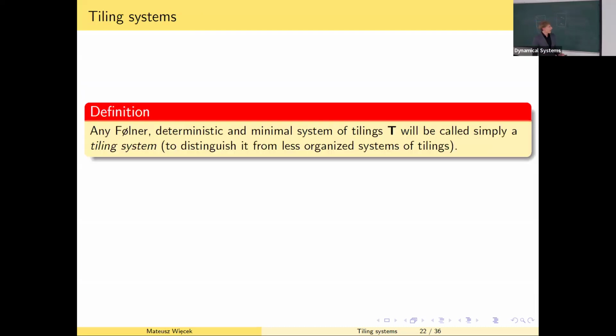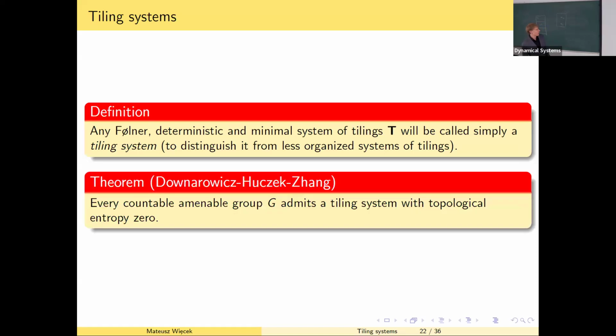Okay. And such a system of tilings, which is Følner, deterministic, and also minimal as a dynamical system, will be called a tiling system, to distinguish it from the less organized systems of tilings. And there is a theorem by Downarowicz, Huczek, and Zhang stating that for every countable amenable group, there exists a tiling system, and actually there exists a tiling system of entropy 0.